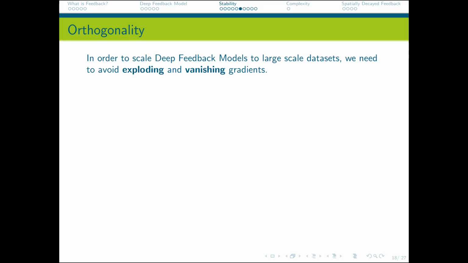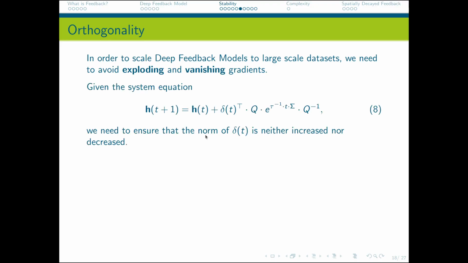Now, although we have exponential decay, we need to ensure one more thing to make sure that these models are able to learn in large-scale datasets. So we still observed that we were having exploding and vanishing gradients when learning on the ImageNet dataset, and this is because, so this is a system equation, right? When we map this instance to the spectral space, we don't ensure that this matrix Q maintains the norm of this vector delta, of course.